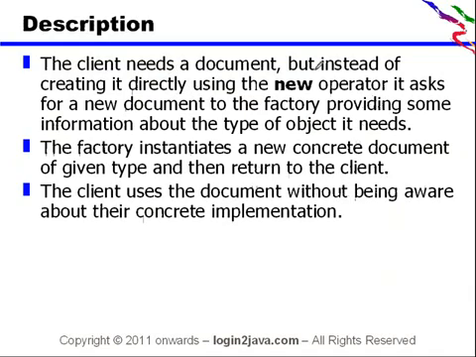So the same description: the client needs a document, but instead of creating it directly using the new operator, it asks the factory for the new document, providing some information about the type of the object it needs. The factory instantiates a new concrete document of that type and returns it to the client. Basically it returns the interface reference. The client uses the document through the iDocument interface without being aware of the concrete implementation.